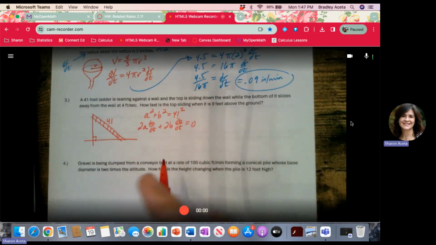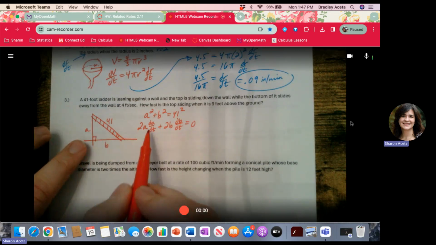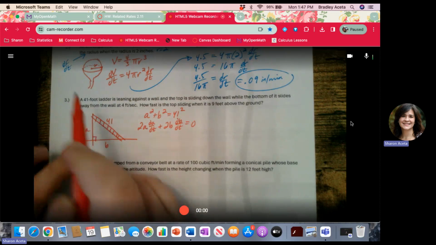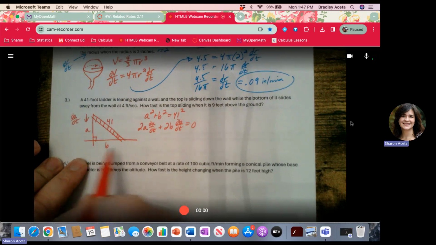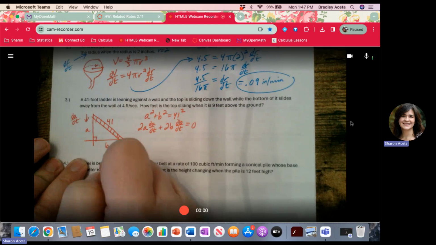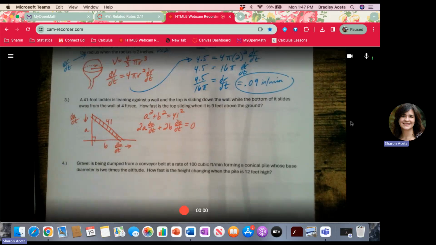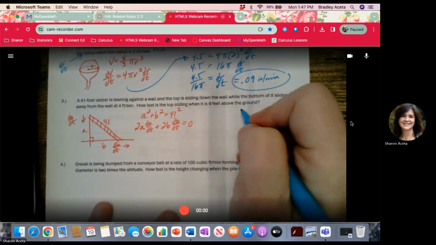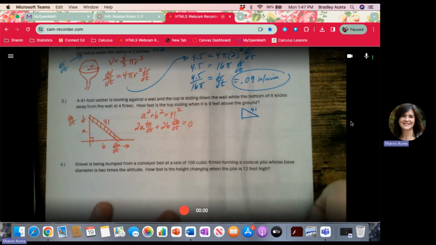Okay? So we could call this a and this b. That way we can make more sense. So a is the length up the wall, but dA dt is when it's sliding down. And b is the length of the floor, the bottom, and dB dt is sliding away. Now, with triangle problems, there's always two going on at the same time. So they had already told us, the ladder's never going to change. It's always going to be 41 feet.